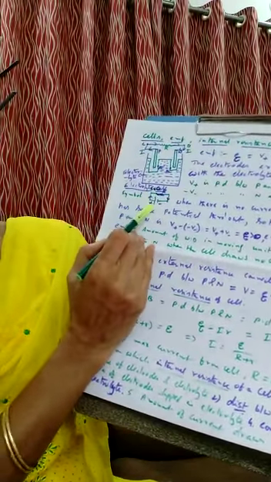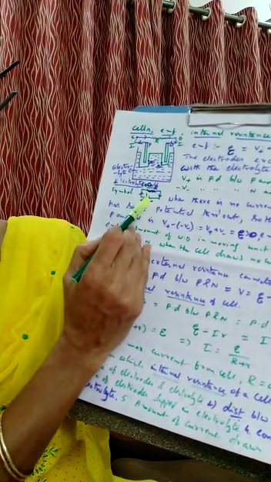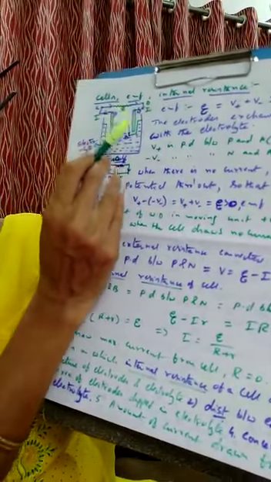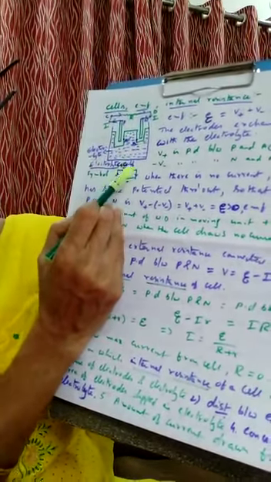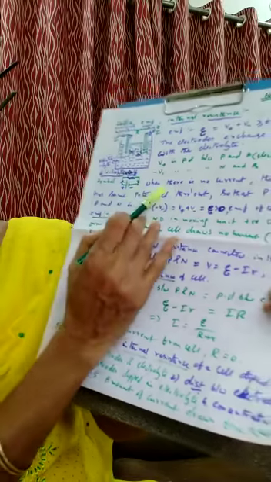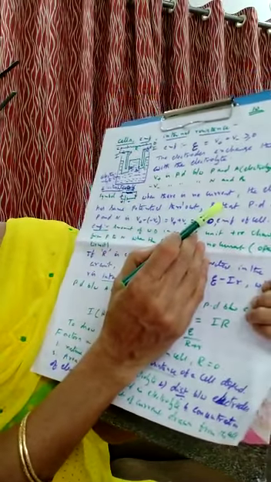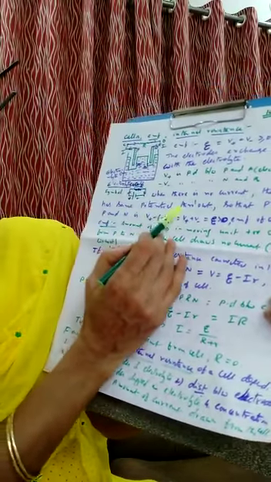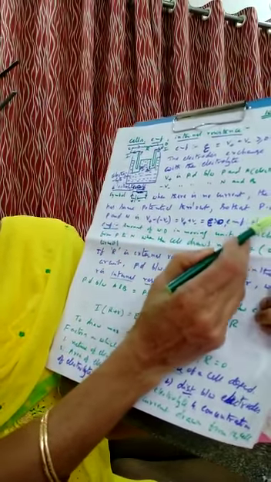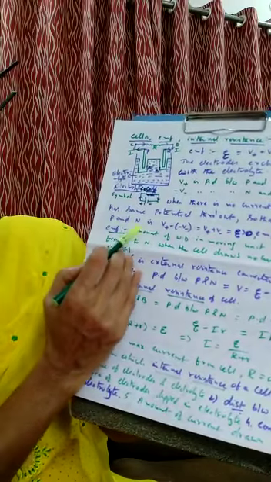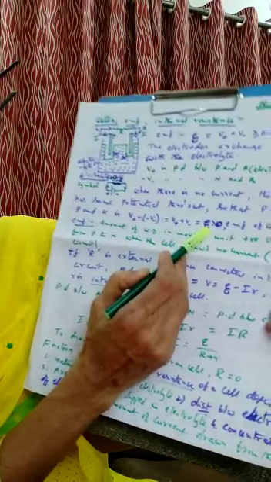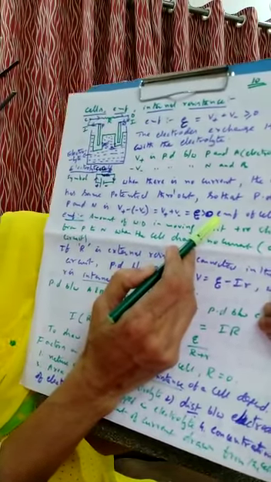So the symbol of a cell is like this, one positive terminal and another negative terminal. This is the symbol of the cell, and an external resistance, capital R, is connected to the cell. When there is no current, the electrolyte has the same potential throughout, so the potential difference between P and N is V plus plus V minus, that is nothing but the EMF of the cell, greater than 0.